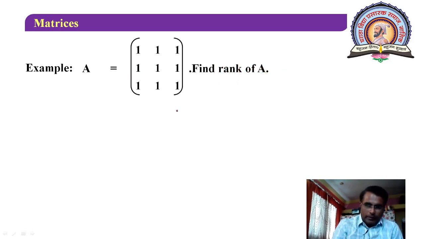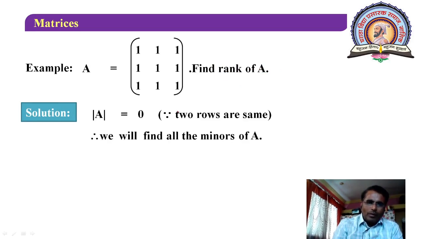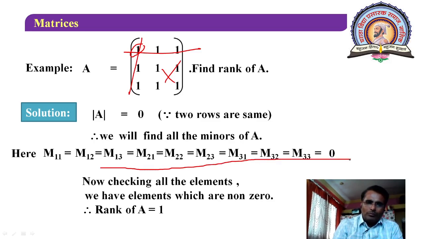And we are expected to determine the rank of A. So while considering the solution, determinant is equal to 0, because two rows are same. Therefore we can find all the minors. So here if you consider all the minors, for example the minor of this element is obtained by deleting this row and this column, what are you getting? 1 minus 1, 0 again. So all the minors are also 0.